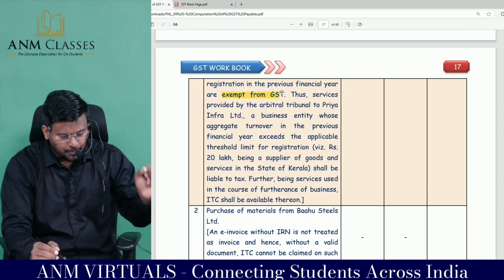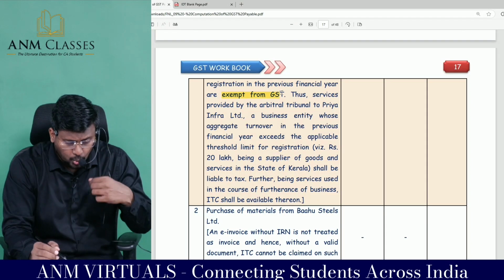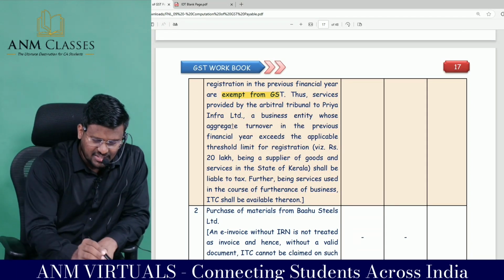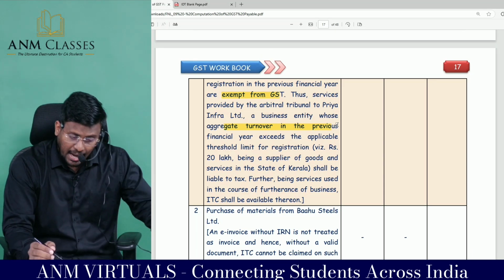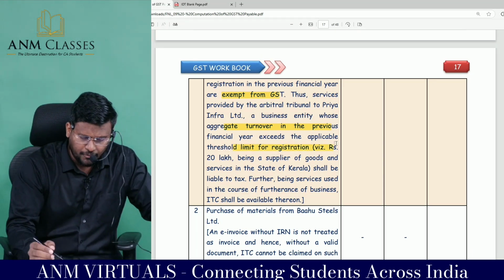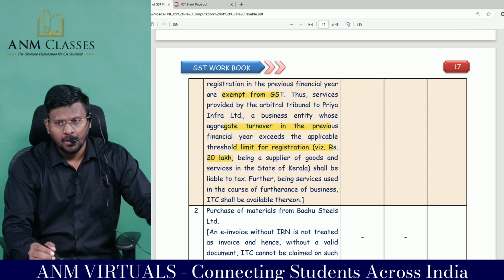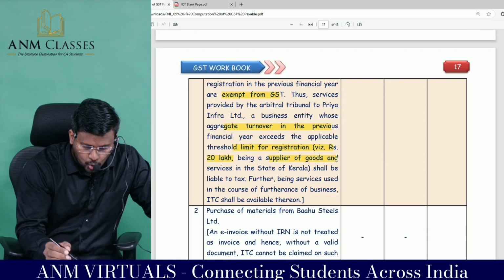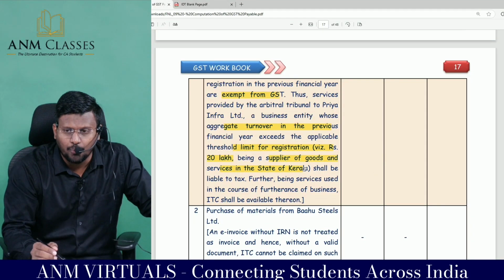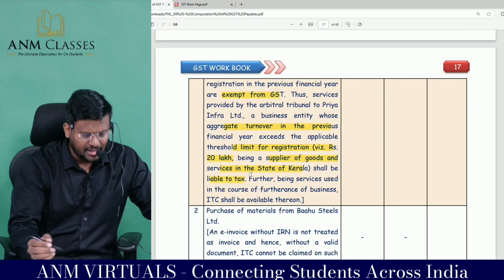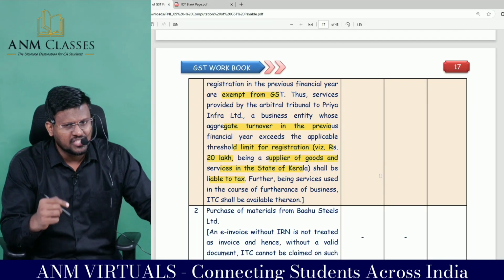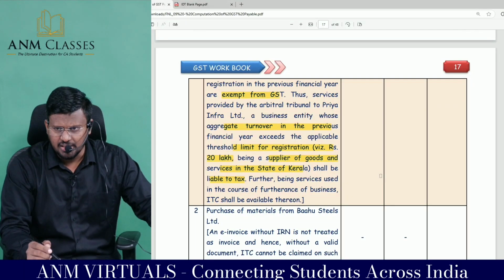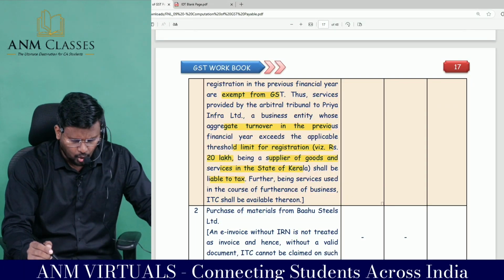The services provided by the arbitral tribunal to Priya Infra Limited, a business entity whose aggregate turnover in the preceding what year exceeds the applicable threshold limit for registration, 20 lakh. Being a supplier of goods and services in the state of what? Kerala. Shall be liable to tax, because for exclusively goods only, 40 lakhs will be applicable. If you are supplying both goods and services, sir, 20 lakhs will be the turnover limit.